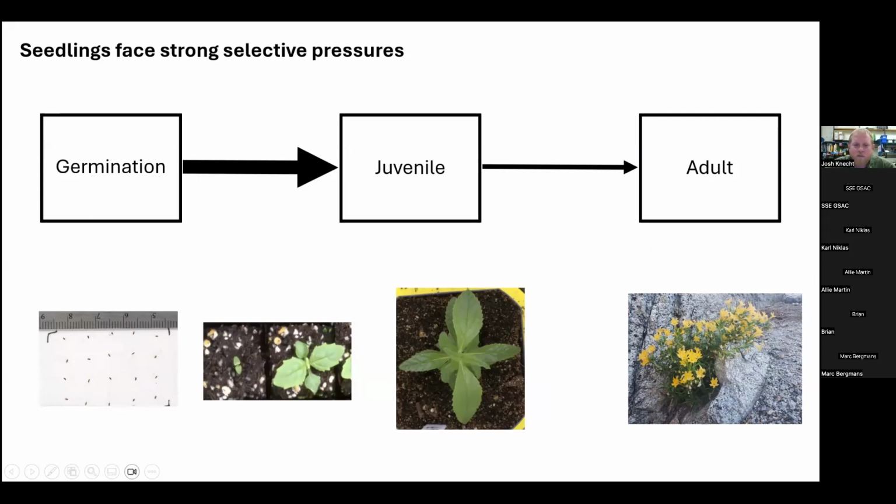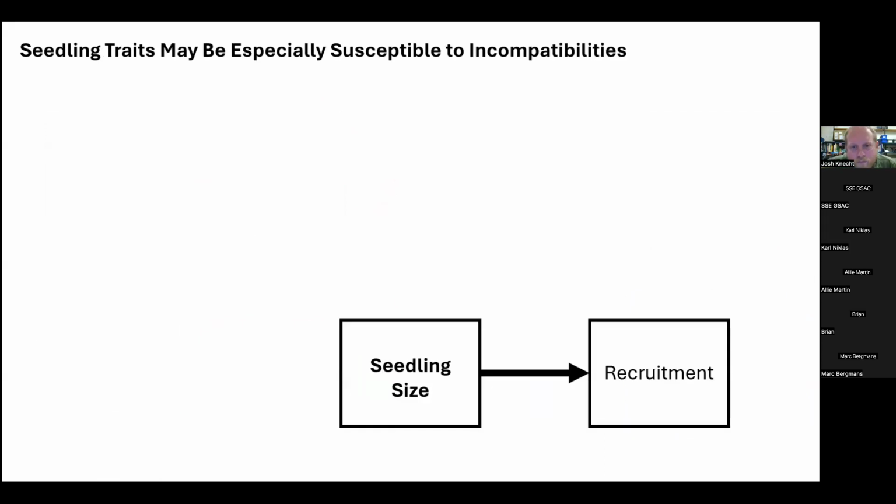And since Southern California is floristically diverse and not a monkey flower monoculture, something's happening in this seedling life stage to thin them out. And so we decided to look at seedling size and traits that affect seedling size. There seems to be some evidence that size is involved in recruitment. So this is what we hypothesize might be involved.